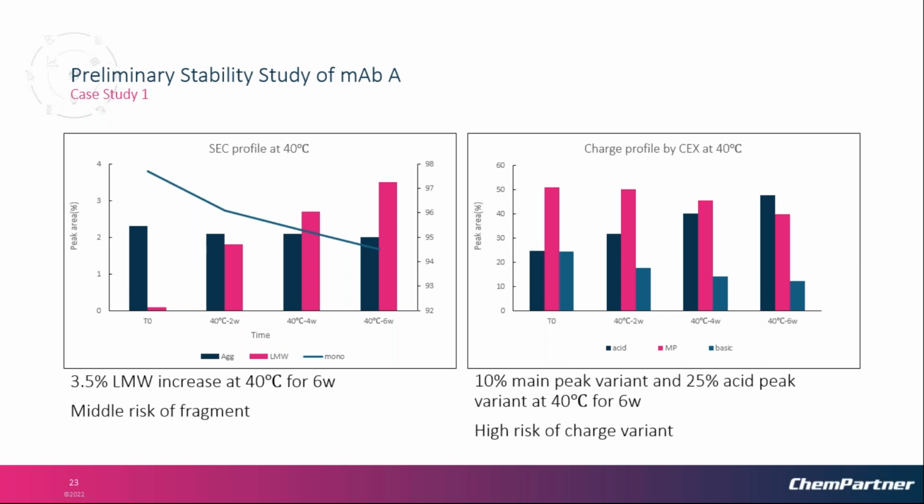And there's also a 10% main peak increase and 25% increase of the acid peak variant, which suggests a high risk of charge variance. It could be suggested that the MAP-A is sensitive to the high temperature condition, and in the following CMC development, we will keep the protein away from the high temperature in the whole procedure.